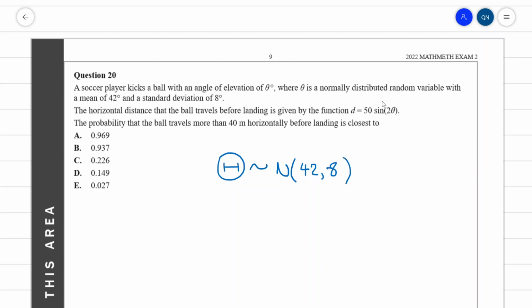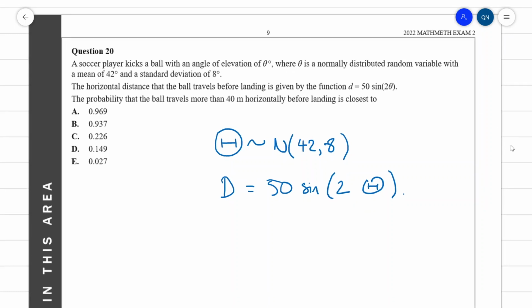Okay, and we're also given this equation here, but because theta is just a number from this random variable, we can rewrite this equation in terms of the random variable. We're going to have a random variable D, which is equal to 50 sine of 2 big Theta, where Theta is the random variable. Now what exactly do we want to do? We want to find the probability that the ball travels more than 40 meters horizontally before landing.